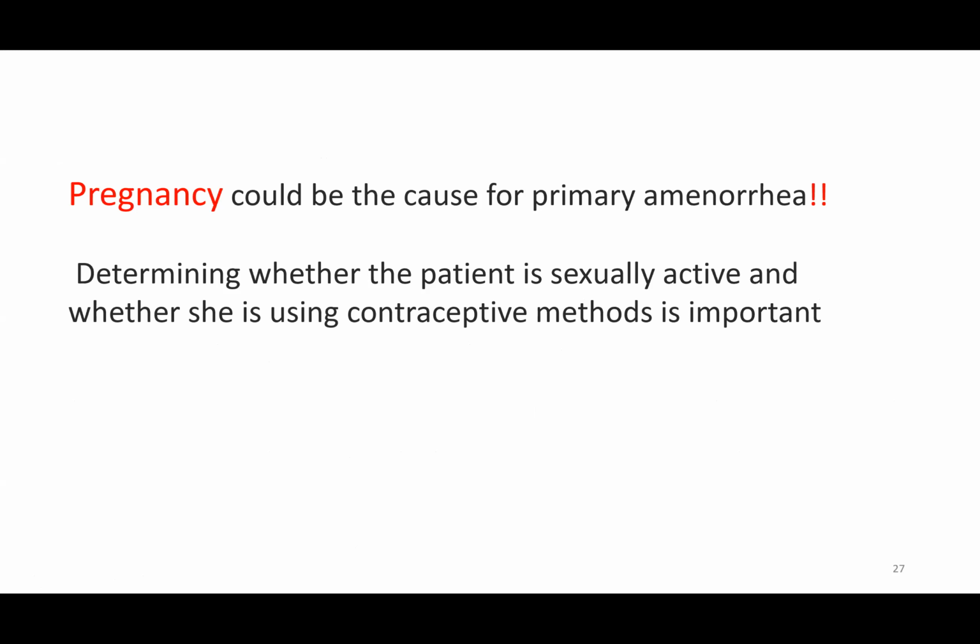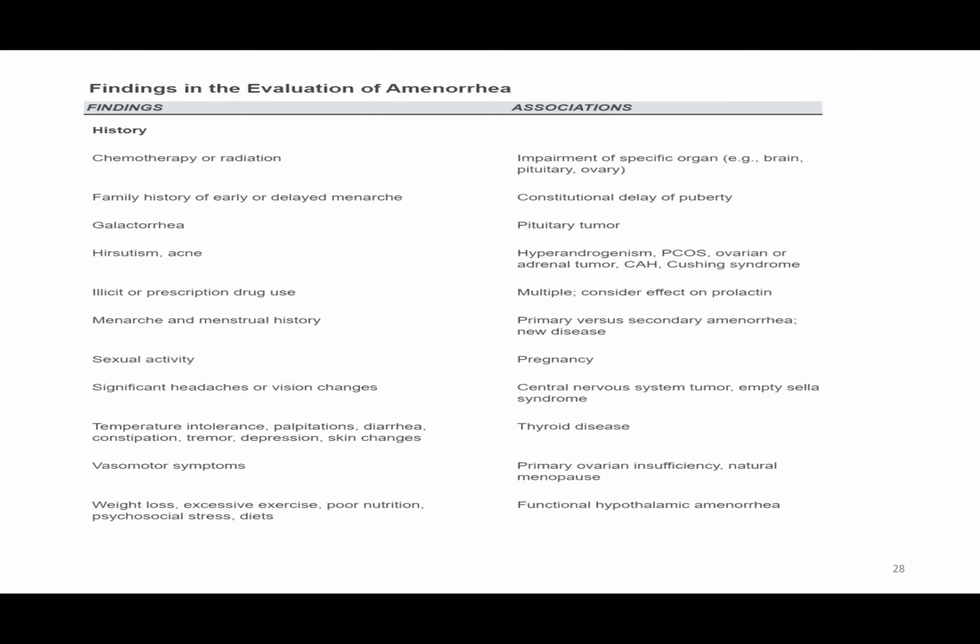Pregnancy, I repeat again, could be the cause of primary amenorrhea, and so we have to determine if the patient is sexually active. You can be discreet. You don't have to tell her directly. You can just send her for a pregnancy test among the investigations. This slide is beneficial in relating the history with the associations. For example, chemotherapy will lead to impairment of a specific organ, the hypothalamus, the pituitary, or the ovary. Hirsutism, we may think of polycystic ovary syndrome, congenital adrenal hyperplasia, and it has been explained previously.